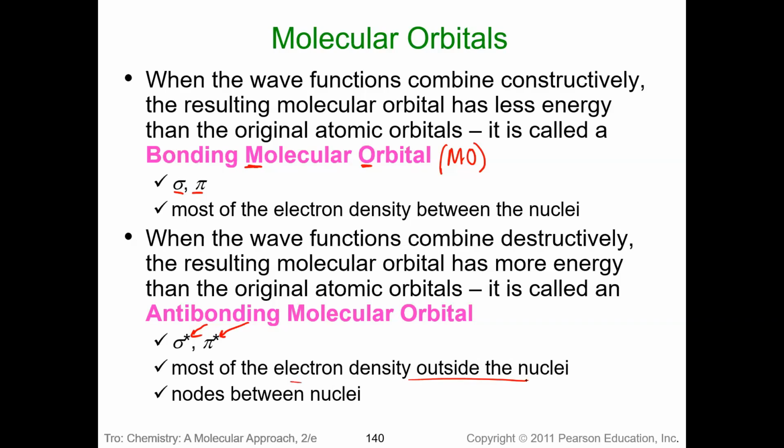Remember when we've talked about electrons, low energy good, high energy bad, right? They always want to be in the lowest energy state. Remember, Aufbau: start low, go high. They always want to be in the lowest energy state. So keep that in mind. Bonding molecular orbitals have less energy, happy. Anti-bonding molecular orbitals, more energy, sad, right? They don't like more energy.